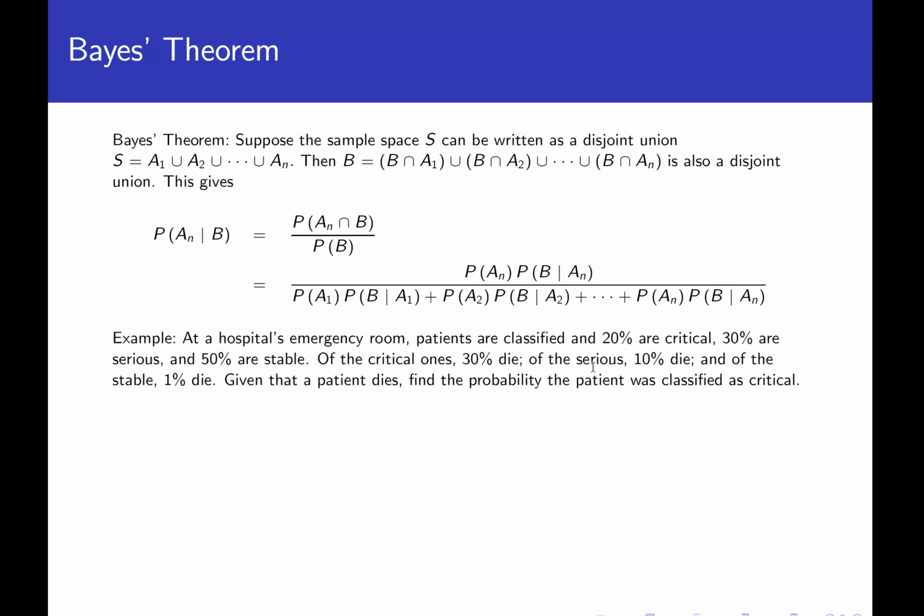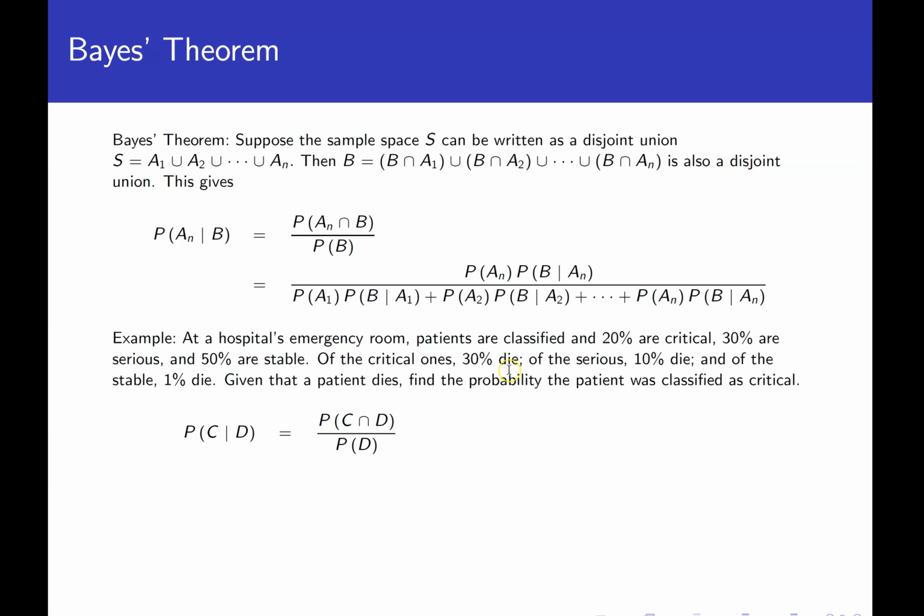All right, so let's do a specific example with this. Let's say we have a hospital emergency room. Patients are classified as critical, serious, stable. In this case, 20% are critical, 30% are serious, 50% are stable. So notice that that's our sample space. We've taken up all 100% of the patients. Now we've got some conditional probabilities given to us. For the critical ones, 30% die. Serious ones, 10% die. Stable, 1% die.